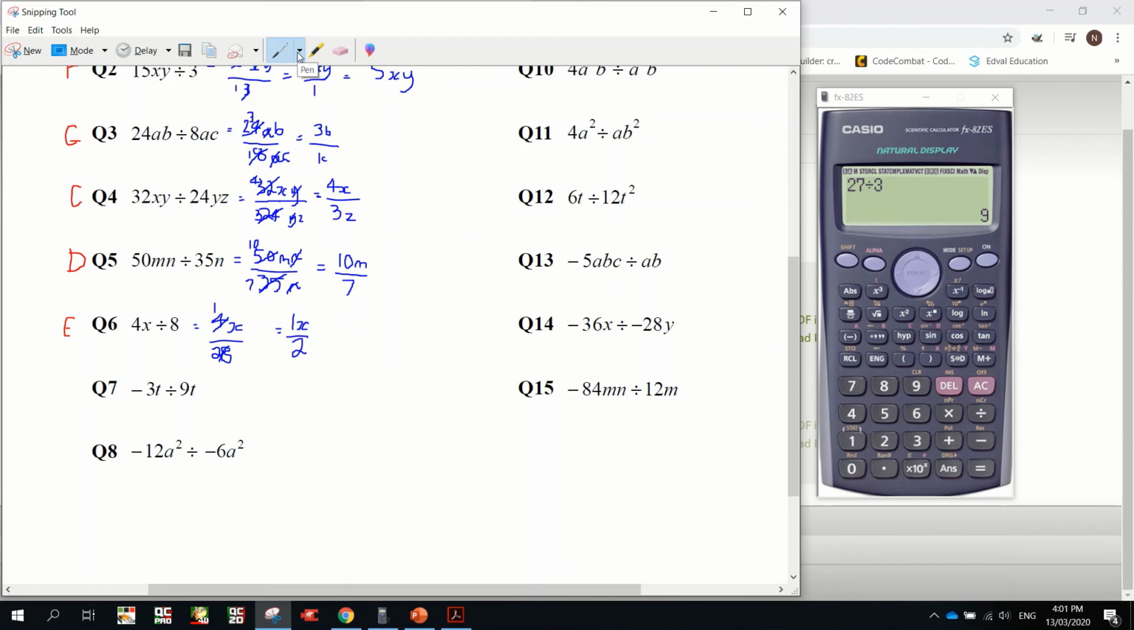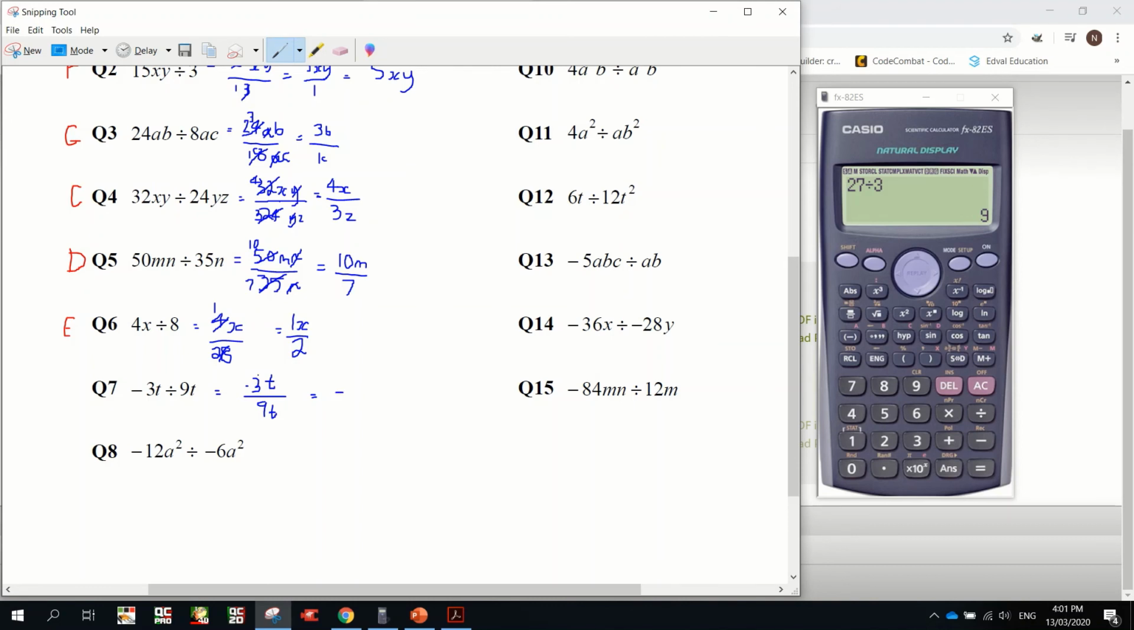So, blue pen equals negative 3t divided by 9t equals, now we've said before, a negative divided by a positive is always going to give us a negative answer.